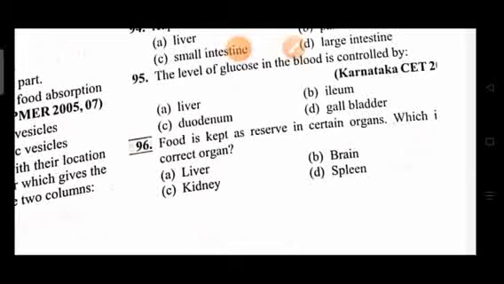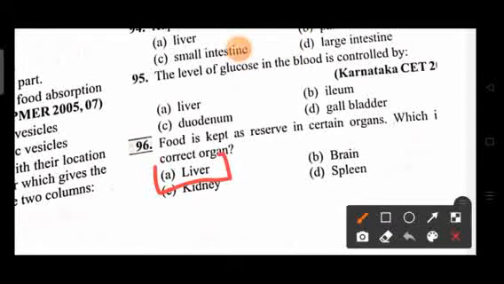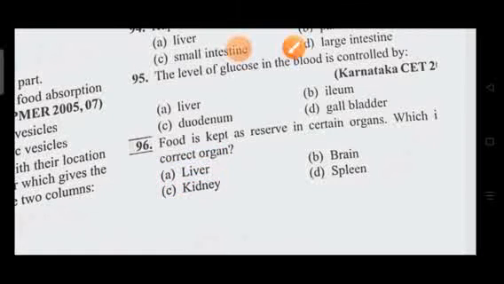Next, food is kept as a reserve in certain organs. Which organ is correct? Already we have discussed that. The excess amount of food is converted into glycogen, so the liver is considered the storage organ of glucose, the reserve food material. Animal glycogen is present in the liver, so liver is the only answer. Brain and others utilize food material, but the liver, besides utilizing, also keeps some amount as a reserve.